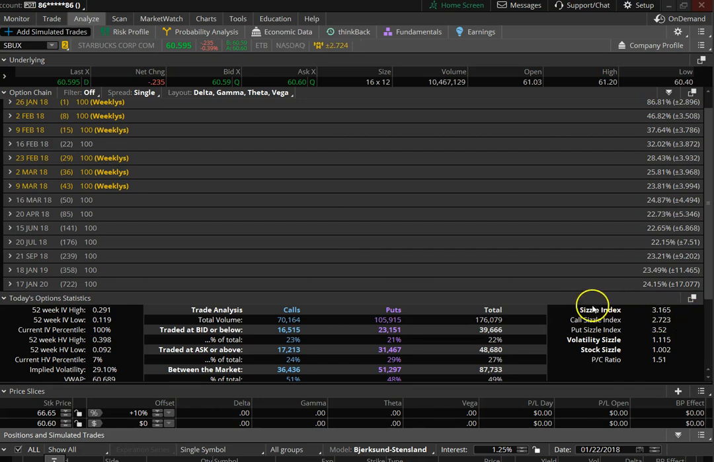And sizzle index is another thing that Thinkorswim has that tells you if option volume is above its normal volume and what that ratio happens to be. Okay, so in this case, Starbucks is only trading about 3 times normal, which is certainly not a lot. And it breaks it down into calls and puts. And here's the raw data right here.